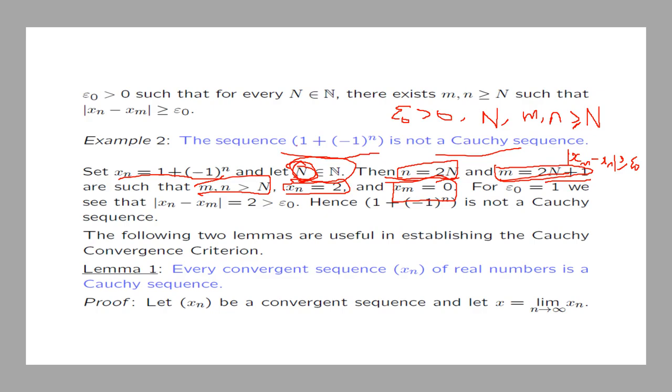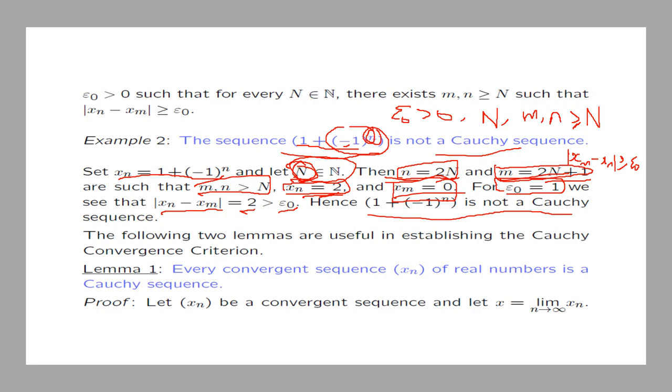So if you put here, xn will be 1 plus minus 1 to the power 2N. 2N here will be even, so this will be 1. So 1 plus 1 will give you 2. And if this power is odd, then this will be minus 1 plus 1 will give you 0. So xn will be 2 and xm will be 0. Now, if we choose our epsilon 0 to be 1, we see that xn minus xm will be equal to 2, and that 2 is bigger than epsilon 0 bigger than 0. And therefore, we conclude that this is not a Cauchy sequence.